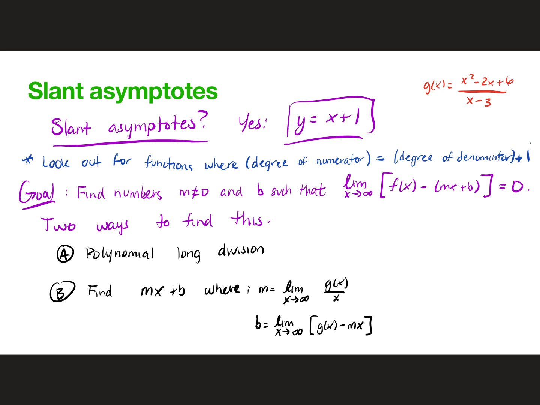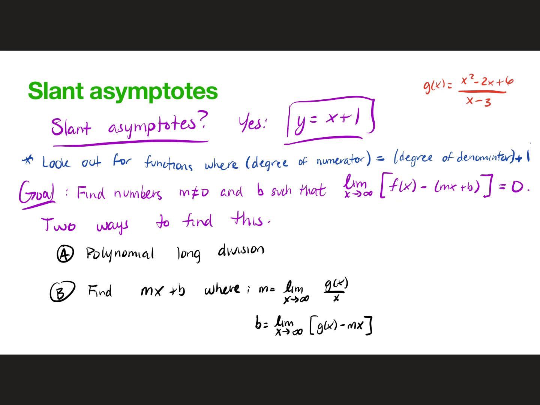To find those slant asymptotes, to figure out what that line is, we want to find numbers m not equal to 0 and b such that the limit as x goes to positive infinity or as x goes to negative infinity of our function minus this linear function is equal to 0. Here m is the slope of the line and b is the y-intercept of that line that defines the slant asymptote.